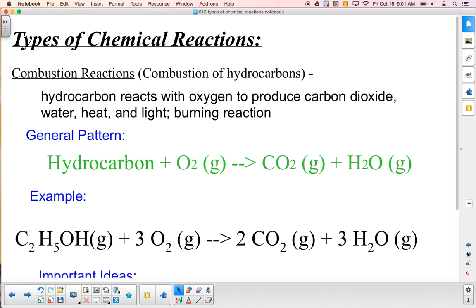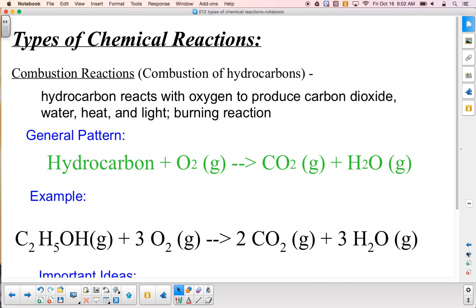The result of a combustion reaction is carbon dioxide, water vapor, heat, usually light. This is your classic flame reaction. Because of the intense heat, the water that's produced is going to be produced in the gaseous form. The general pattern for all of the combustion reactions is going to be a hydrocarbon plus oxygen gas yields carbon dioxide and water vapor.